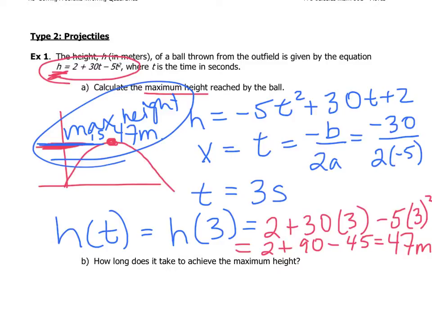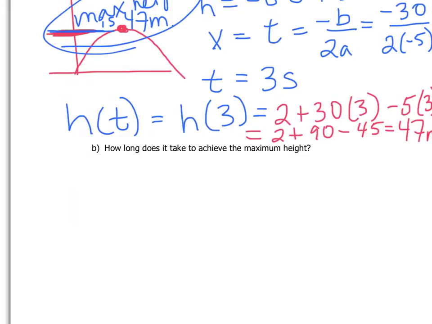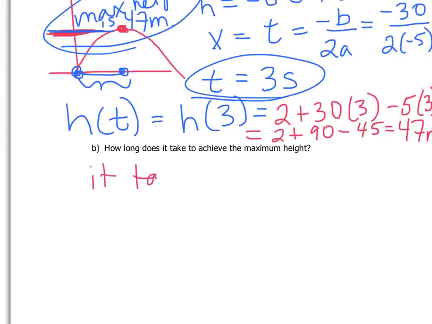And if we look at the next question in part B, we've already answered it. We just have to state the answer now. It's asking how long does it take to achieve this maximum height? So that's the time it takes to go from here to here. And we found that that was 3 seconds. So all we need to say is it takes 3 seconds to reach the maximum height.